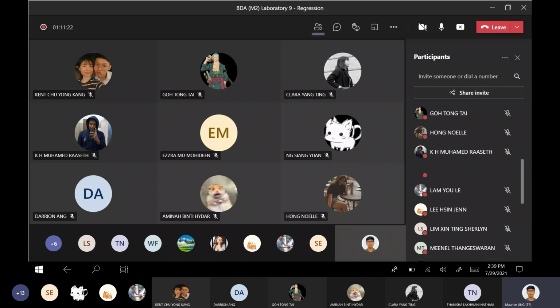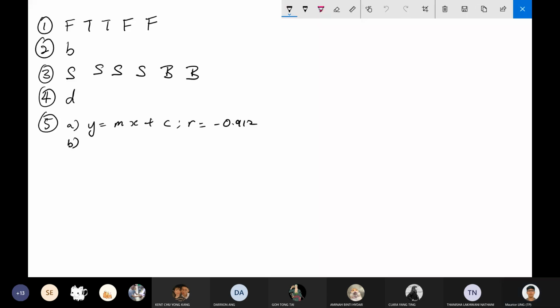Okay. Since you are there, answer question 5B. So you are asked to put a model y equals m times the reciprocal of x plus c. So what is your R value? 0.992. Okay.